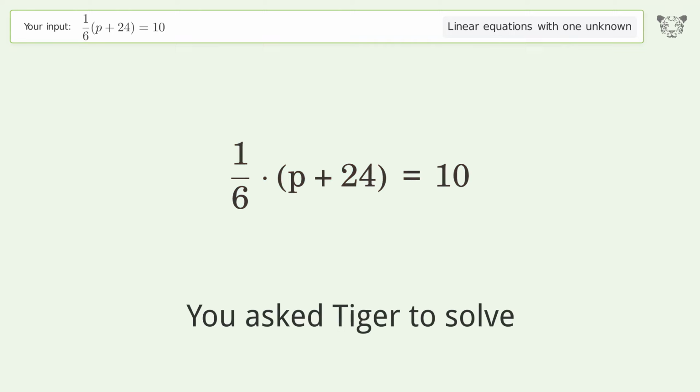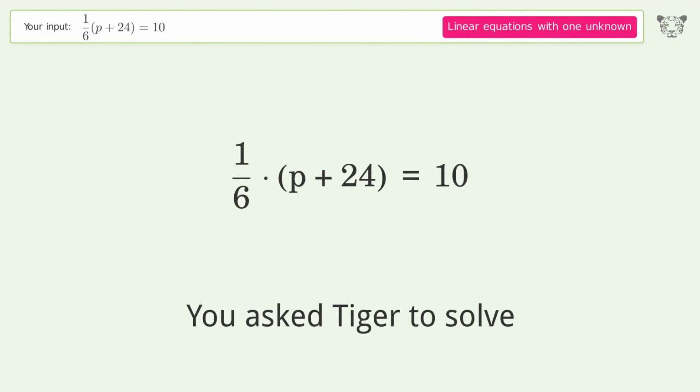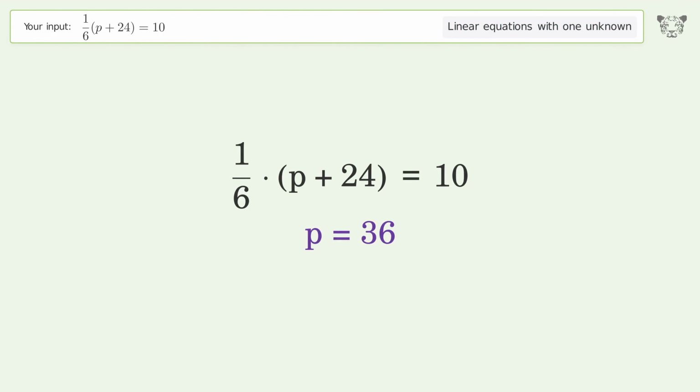You ask Tiger to solve. This deals with linear equations with one unknown. The final result is p equals 36. Let's solve it step by step.